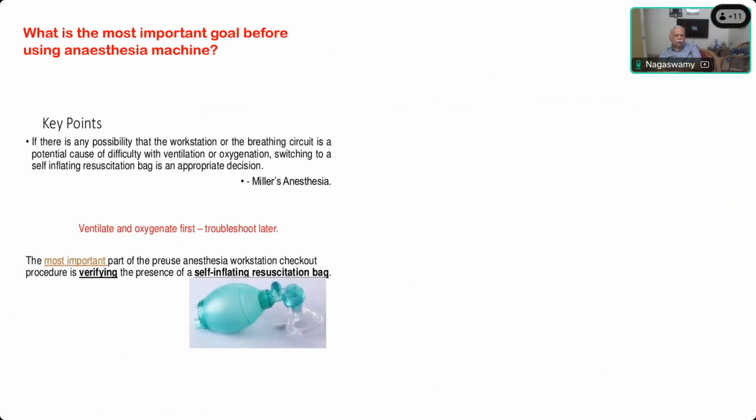That is the goal. And the most important part of the anesthesia workstation checkout is verifying the presence of the self-inflating resuscitation bag. This point you should never forget in the examination. This is the first answer you have to give.